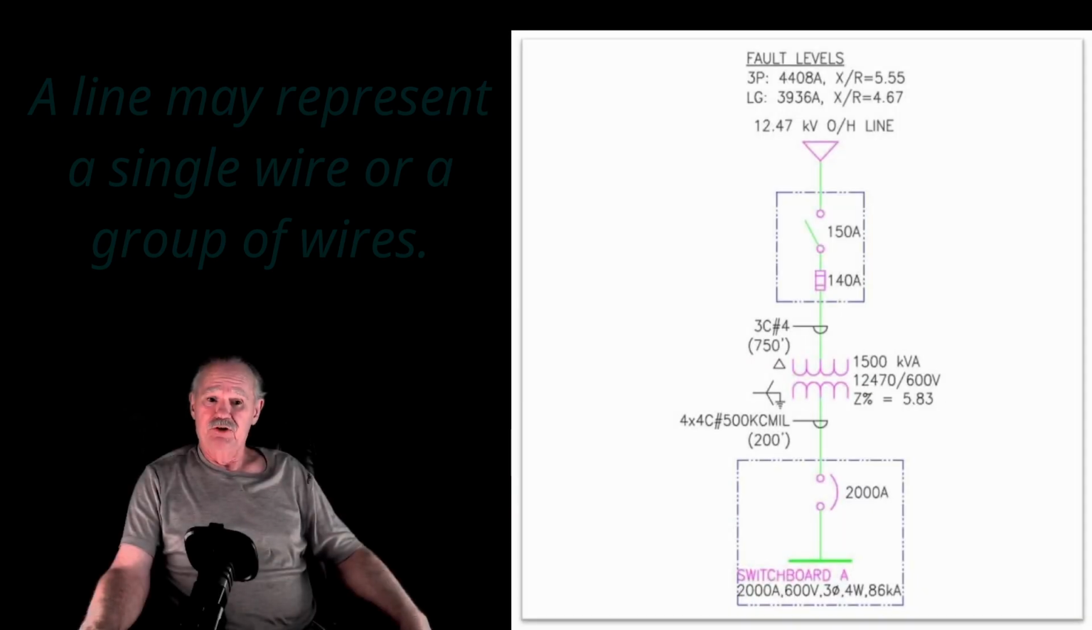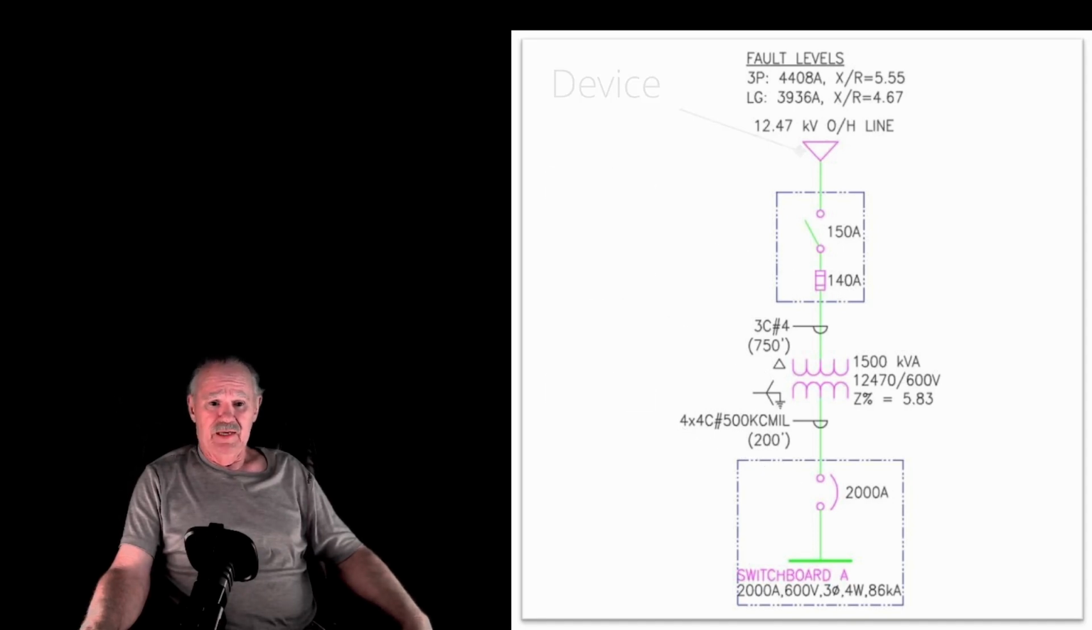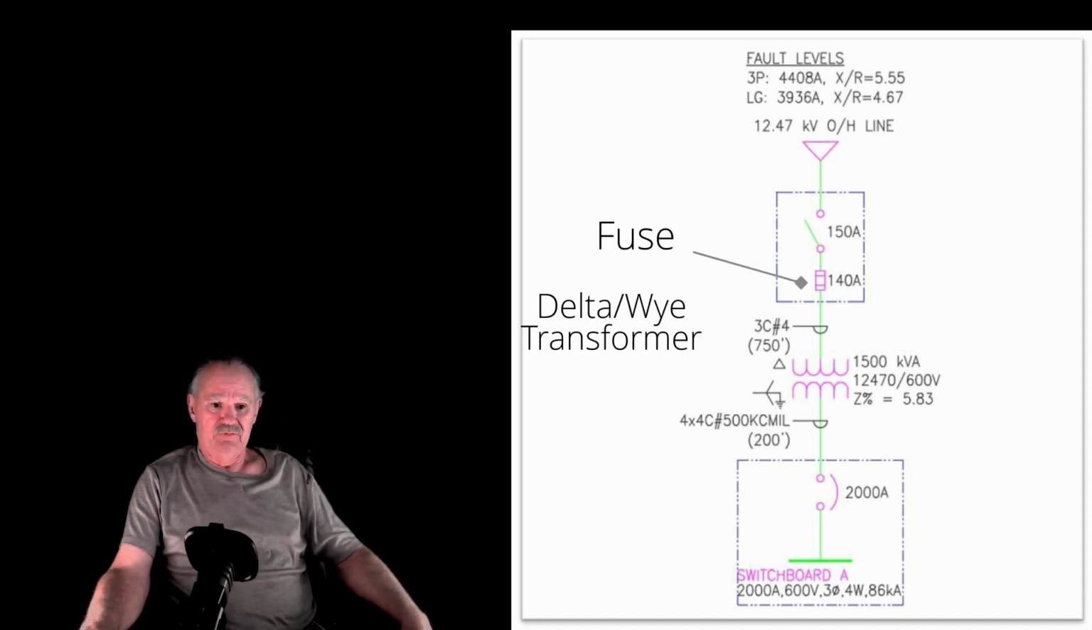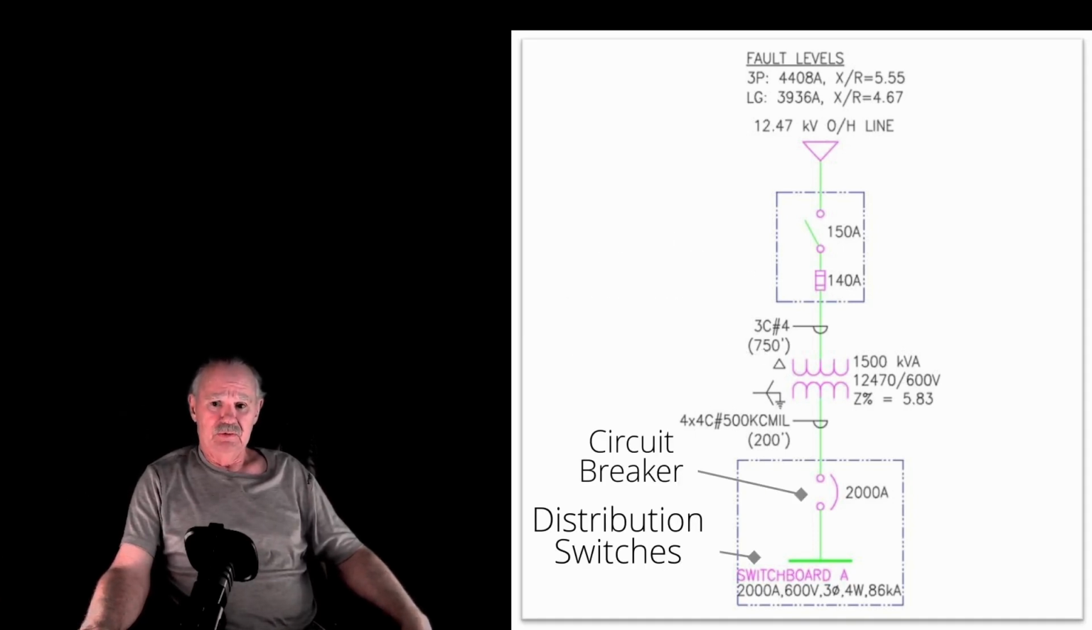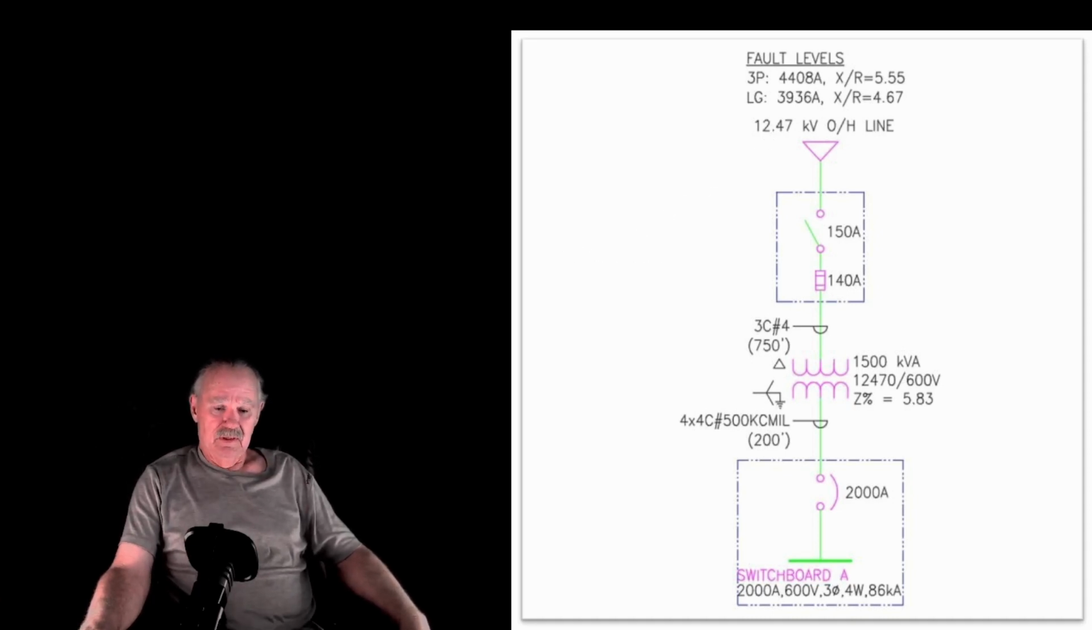The pink represents devices. And we've got like a main circuit breaker up there. We've got a transformer. We have a second circuit breaker, and then we have a switchboard. There's a lot of information on here. It tells us that it is three-phase, 4,408 amps. It also tells us that it is 12.7 kV, kilovolts. That's 12,470 volts.